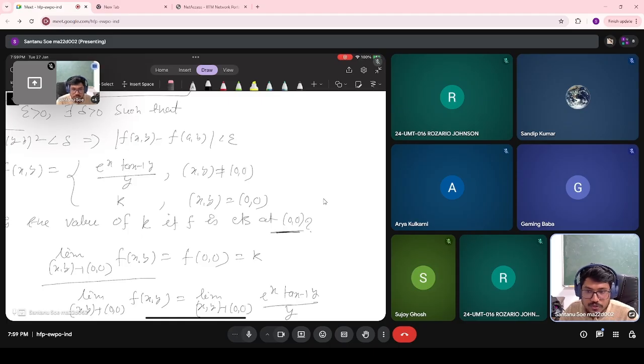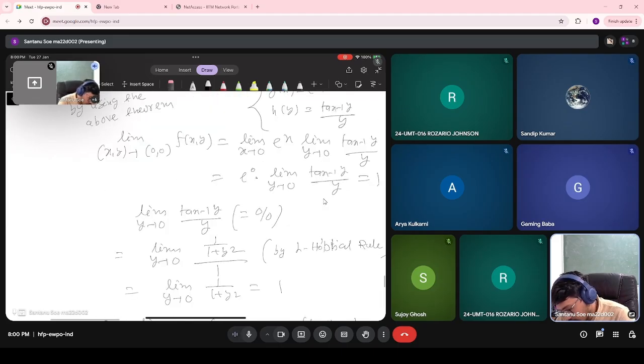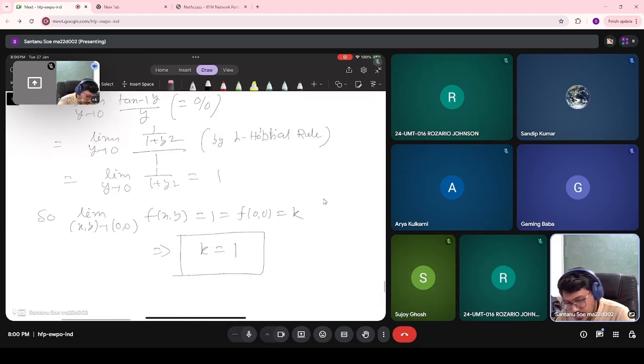Correct. So to proceed, we use the definition of continuity at the point 0 comma 0, and then we find that the limit as x comma y tends to 0 comma 0 of f of x comma y is nothing but 1. Now since it is continuous, it has to be equal to f of 0 comma 0, which is nothing but k. So that means k has to be equal to 1.